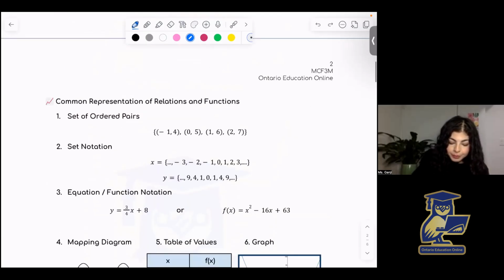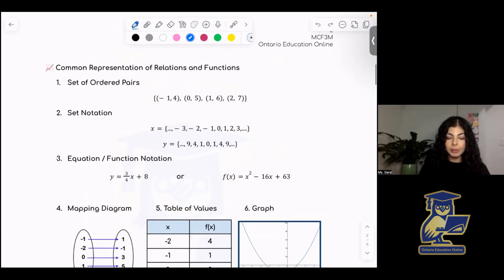So now we're going to look at some common representations of relations and functions. So these are the ones you've seen before, and now we're putting it all together. So one way is set of ordered pairs. So here we see that for every input value, there is one distinct output value. So this could be a function.